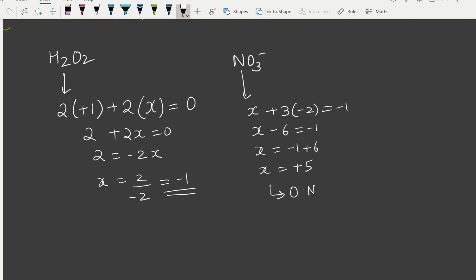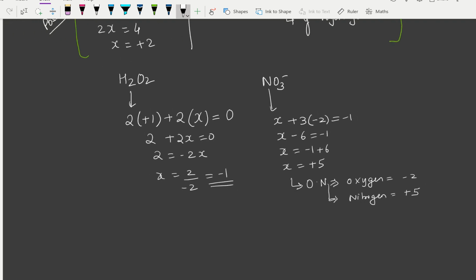Now I'm going to write it in short. Oxidation number of oxygen, I have taken it as being minus 2, and the oxidation number of nitrogen, I just found it to be plus 5. Okay, so this was one more example.